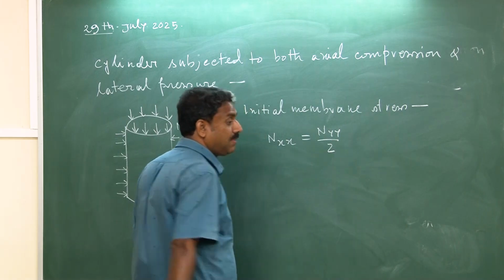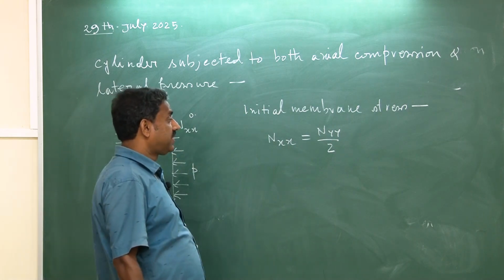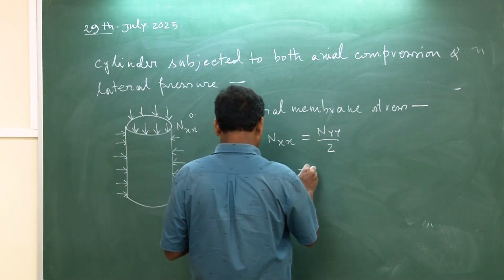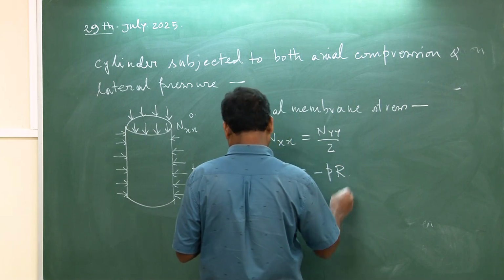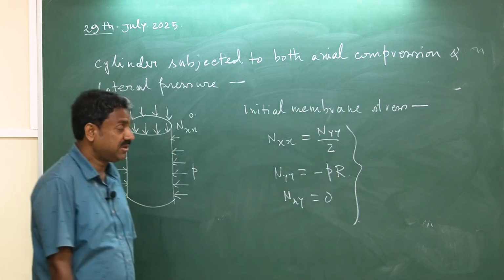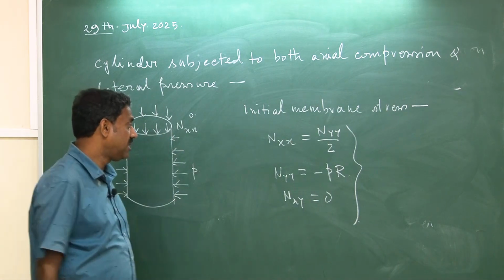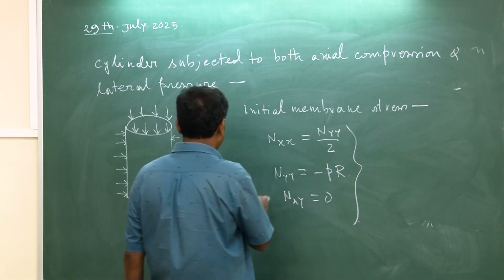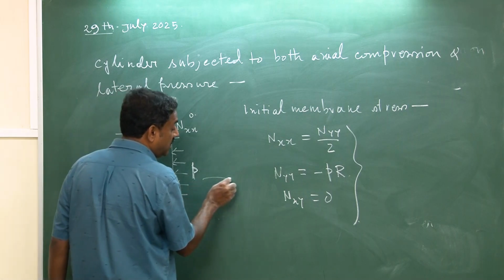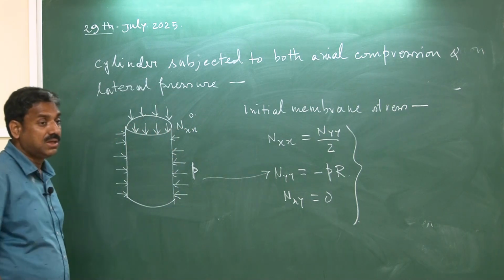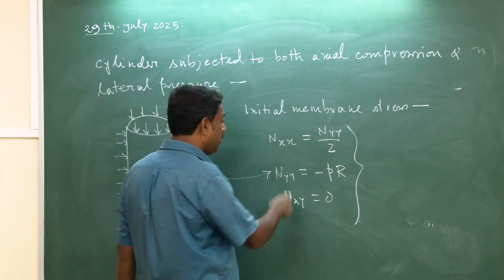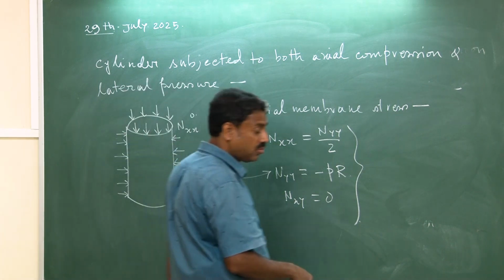You just apply the hoop stress and meridional stress, that theory from undergraduate mechanics. Nyy is minus pR, and nxy is equal to 0. This is the membrane state subjected to P load. So we are converting how P can be given as input in the Donnell equation, because the Donnell equation can only take care of the membrane stresses. Of course, we already have nxx0 over there.